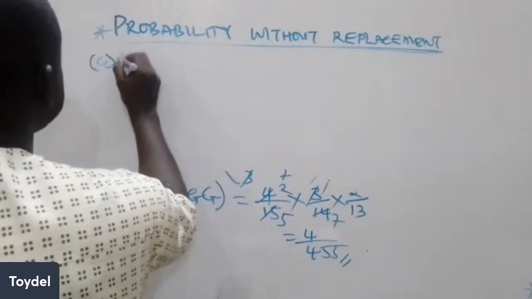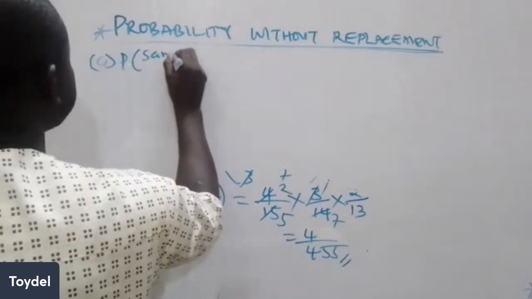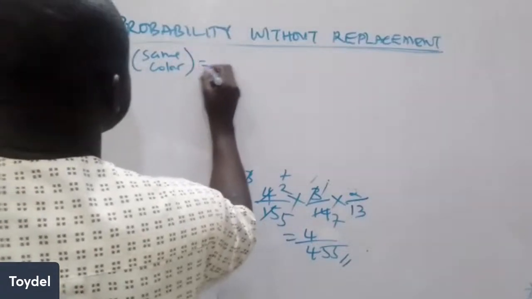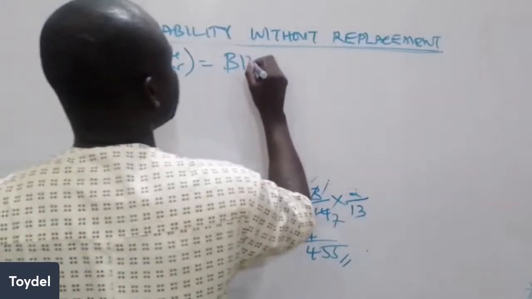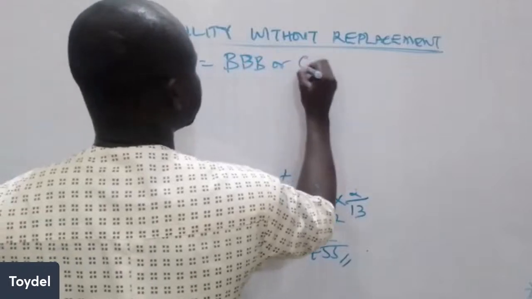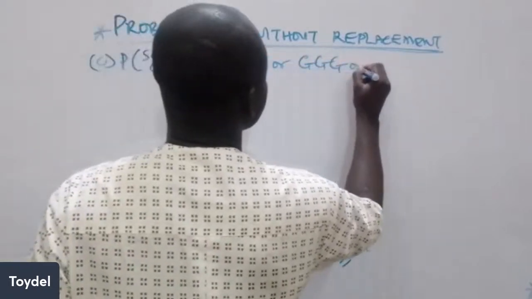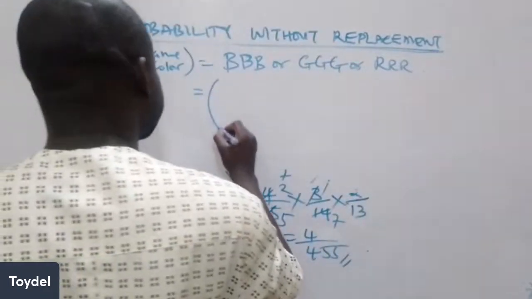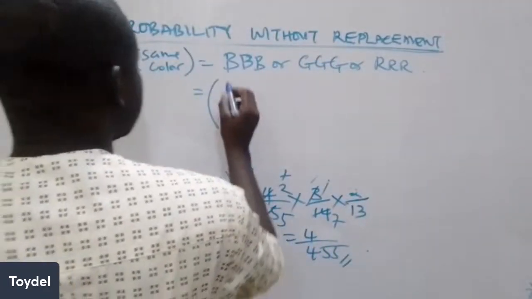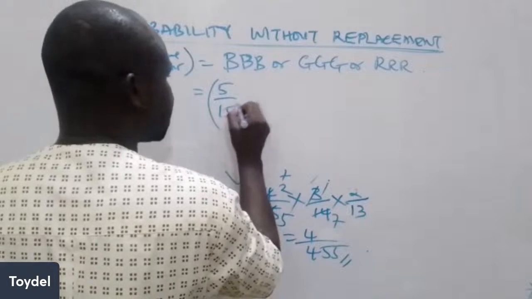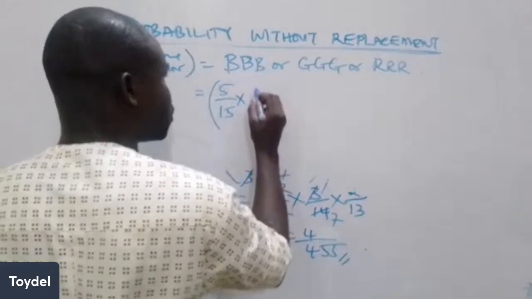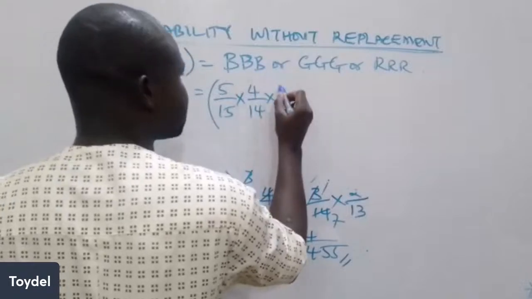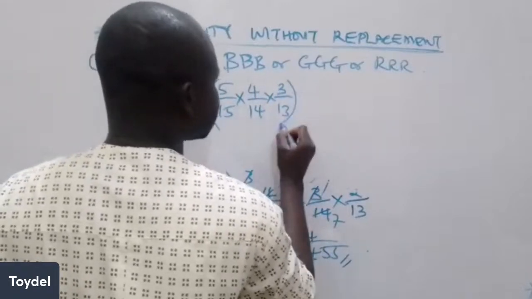Then the third one, the probability that they are of the same color. In this case, either we have blue, blue, blue, or you pick green, green, green, or you pick red, red, red. Of course, it's going to be the same thing. What's the probability of blue? The first blue will be 5 all over 15. You are picking from the 5. Multiply by, when you pick the second one, you are picking from 4 all over 14. Then when you pick the third one, you are picking from the remaining 3 all over 13.